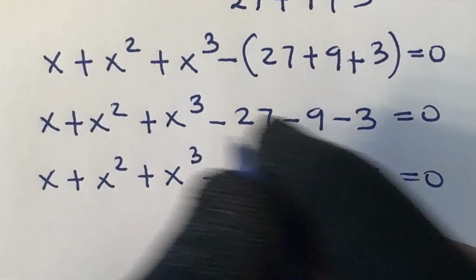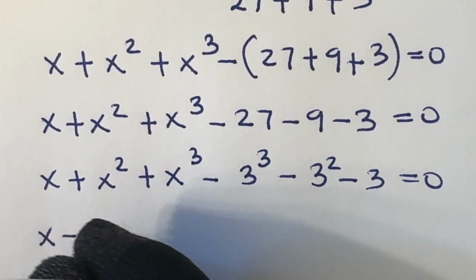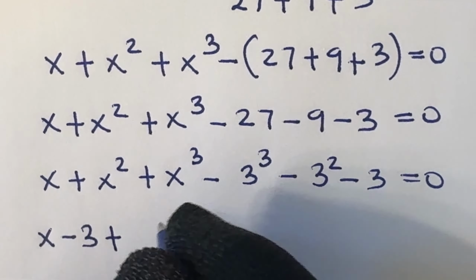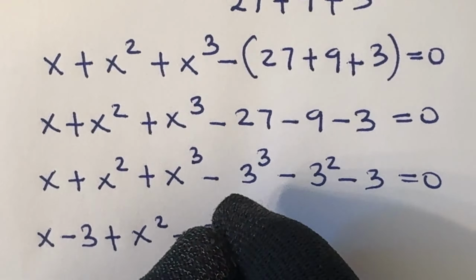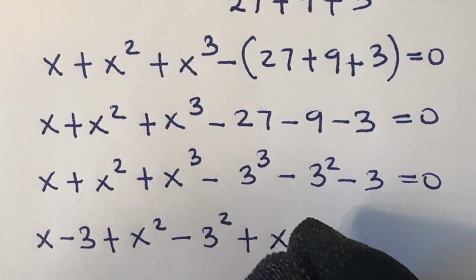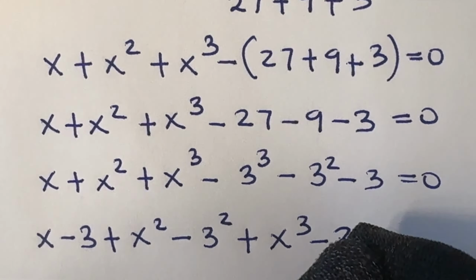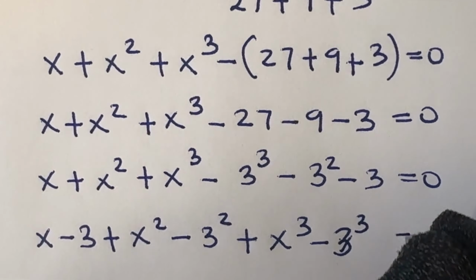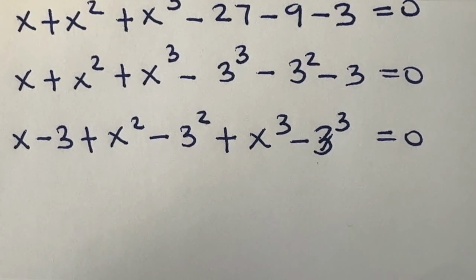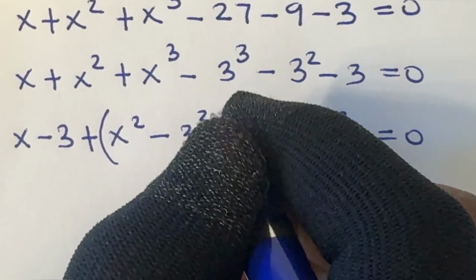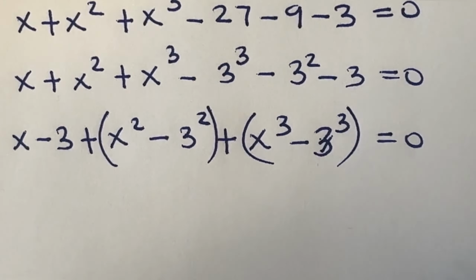Let's rearrange this equation into x minus 3 plus x squared minus 3 squared, then plus x raised to power 3 minus 3 raised to power 3 is equal to 0. This right here is difference of 2 squares, and this is difference of 2 cubes.